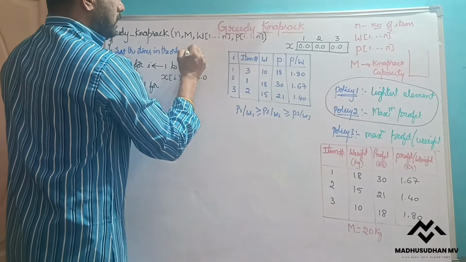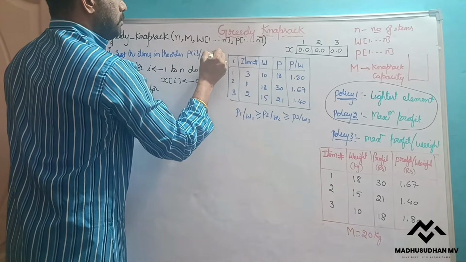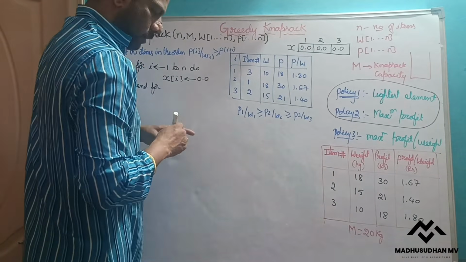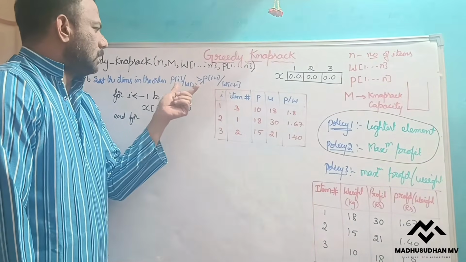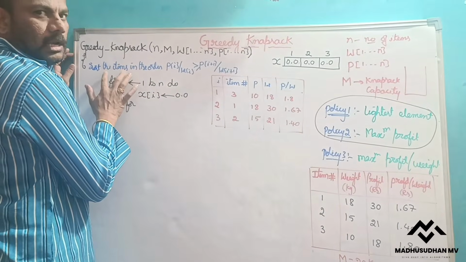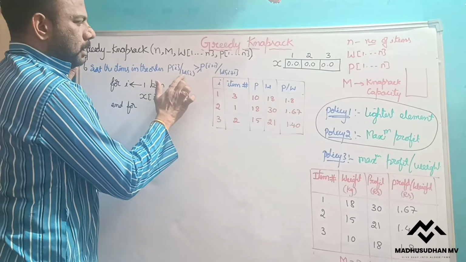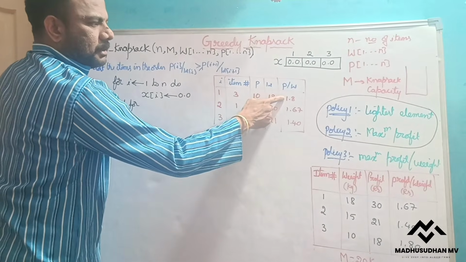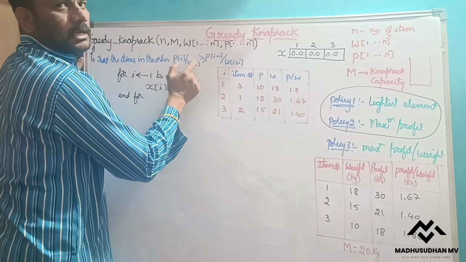In general, P of I divided by W of I should be greater than or equal to P of I plus 1. Let me redraw this. First, sort the n items in the order of P of I per W of I, so each item is greater than the next. This item should be greater than this item, and this should be greater than this one. That's what I've done in general.